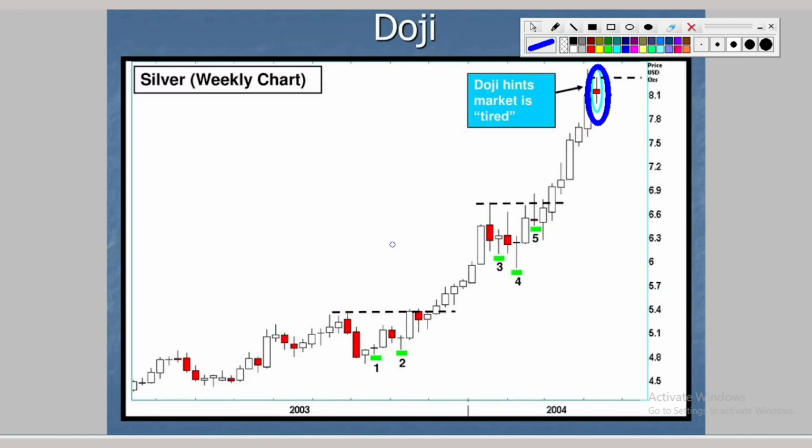Okay. This is silver weekly. This is a weekly chart of silver. I don't trade silver. What silver did to me, I don't trade silver. So I will continue with this.